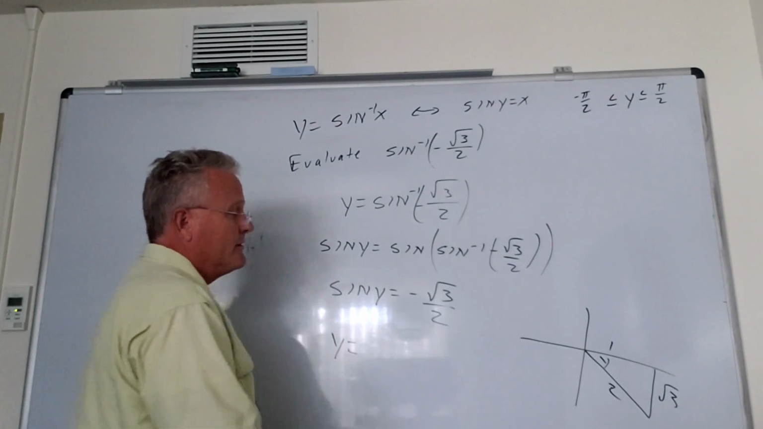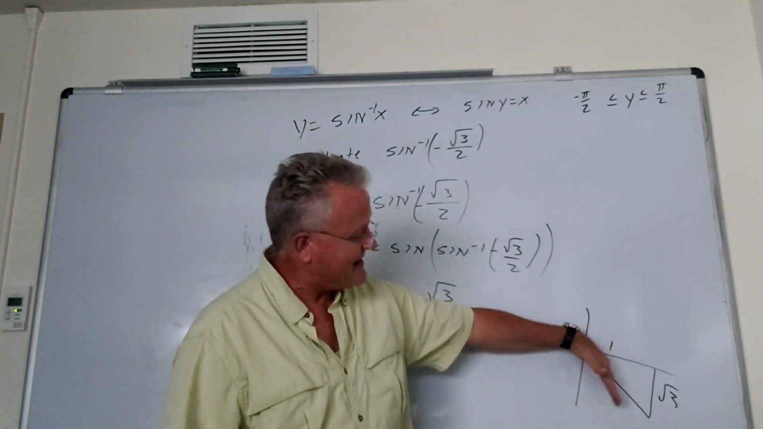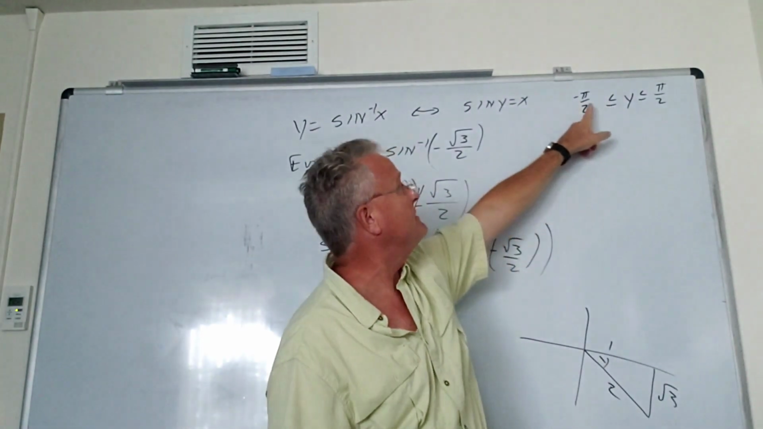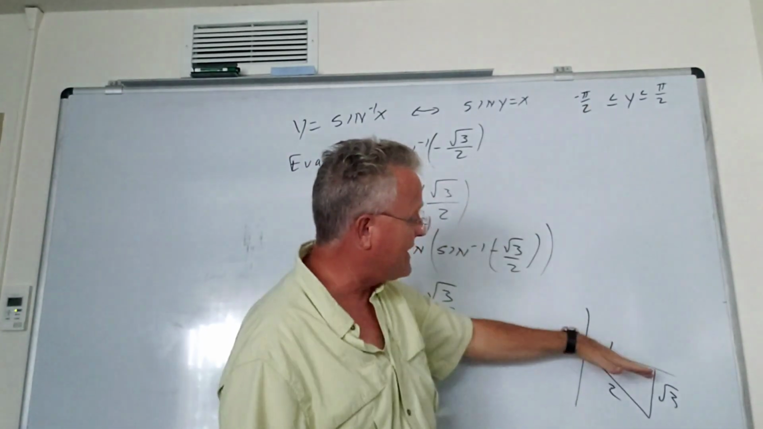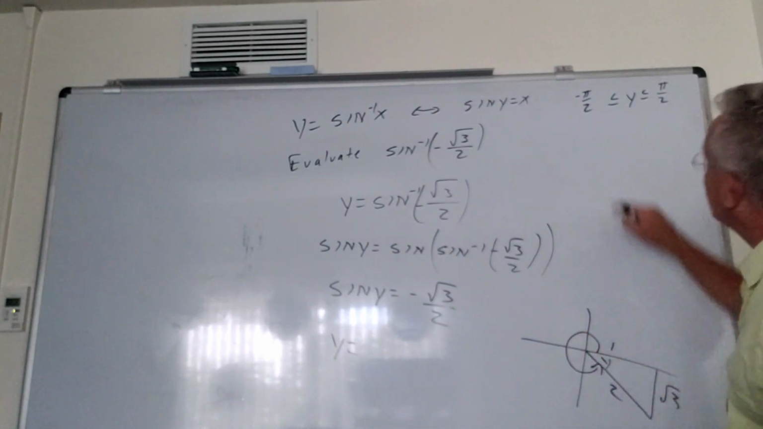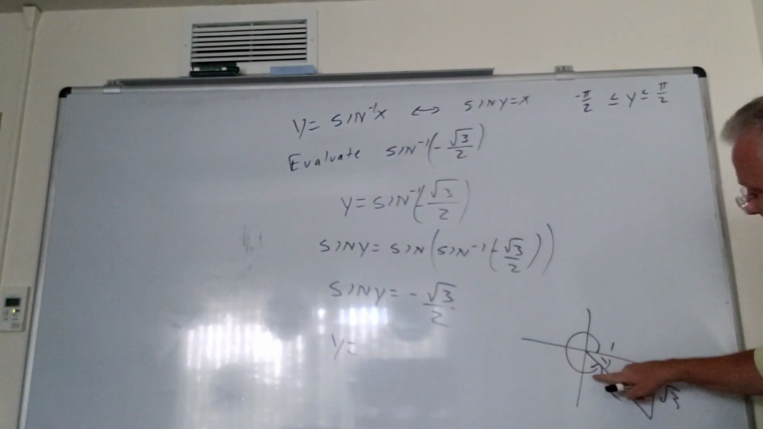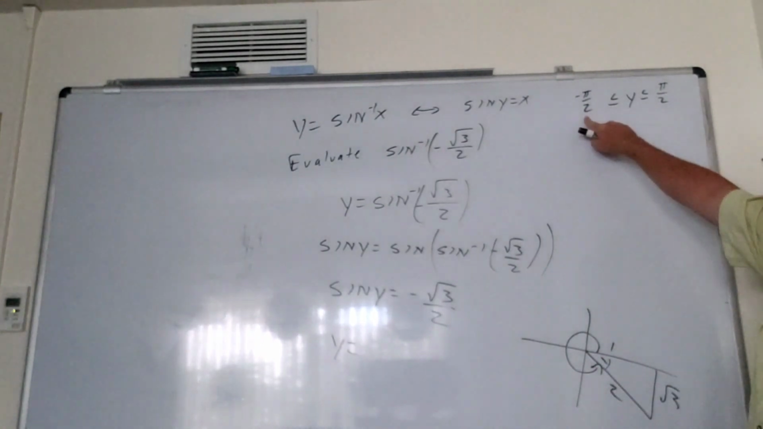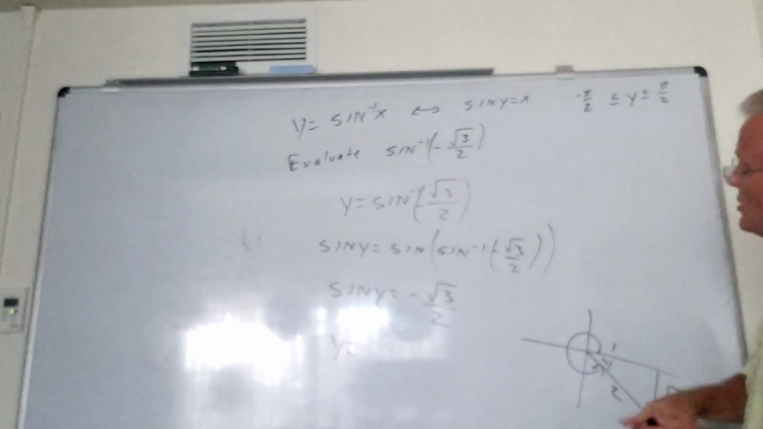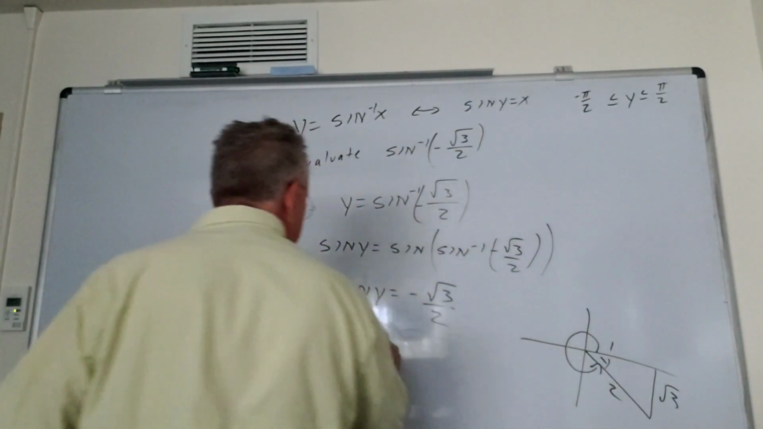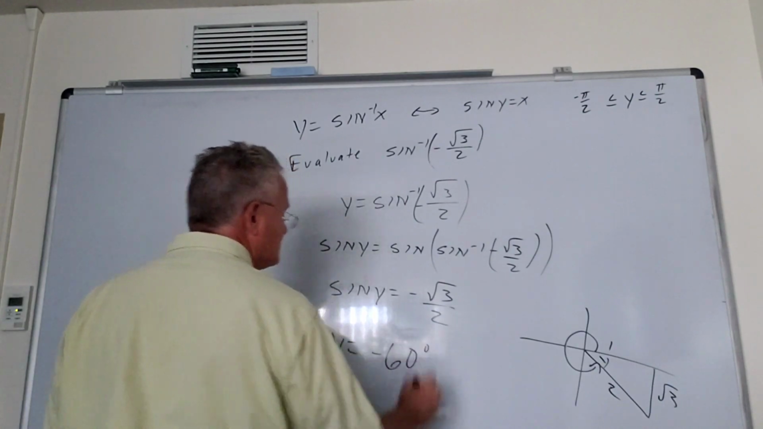But remember, because we're going down, it's a negative 60 degrees because our angle has to be between negative 90 and 90. We don't want to use this angle because that angle is like 300 degrees, and 300 is not between negative 90 and 90. We want to use negative 60, yeah? So the answer is negative 60 degrees.